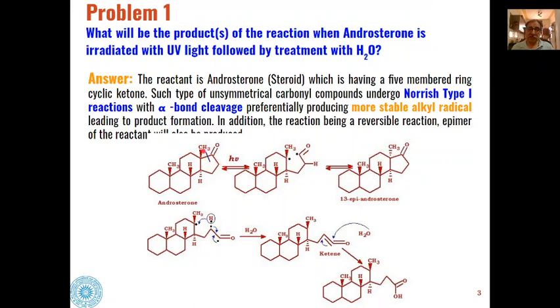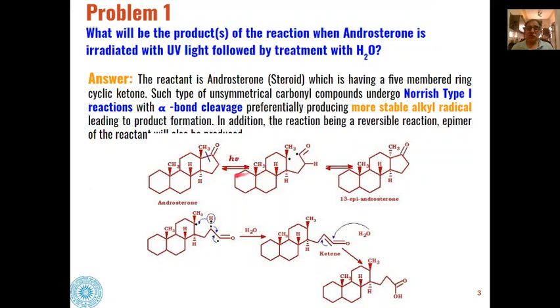Now cleavage can take place either at this place or at this place, but cleavage will always take place at the more substituted position, because that will give a more stable radical. So that is why cleavage of this alpha bond will take place. When cleavage takes place at this point, these are the two radicals which are formed. This carbon will have one radical and this carbonyl will have one radical.